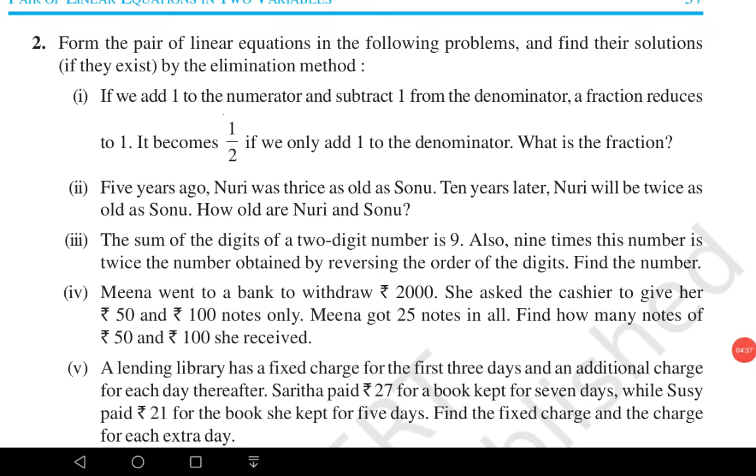So now question number 2: form the pair of linear equations in the following problems and find their solutions, if they exist, by the elimination method. So let us start with the very first part of it. Yes, this is the question of a fraction.